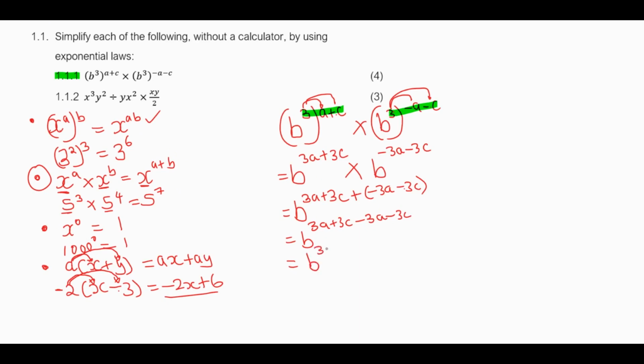So b to the power 3a minus 3a, and then plus 3c minus 3c. Addition is commutative, we can rearrange the terms. 3a minus 3a is 0, 3c minus 3c is 0. So we have b to the power 0. And then what did we say about this? Any base raised to the power of 0 is equal to 1. So we have 1 as our final answer.